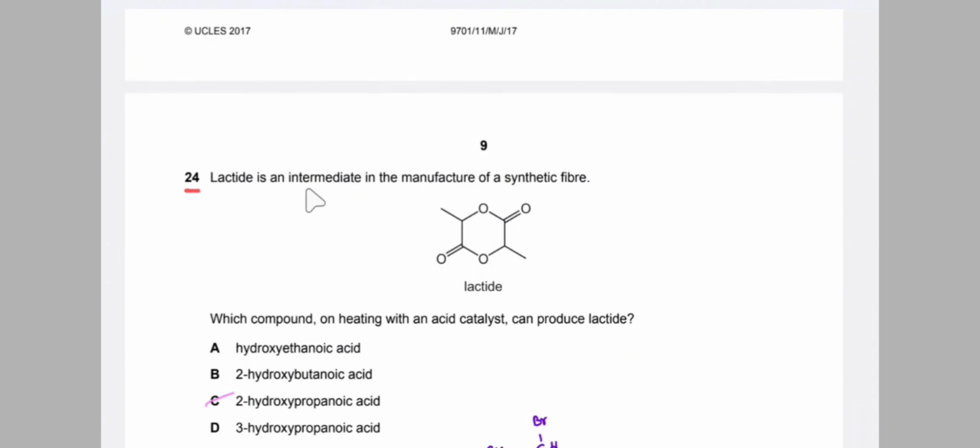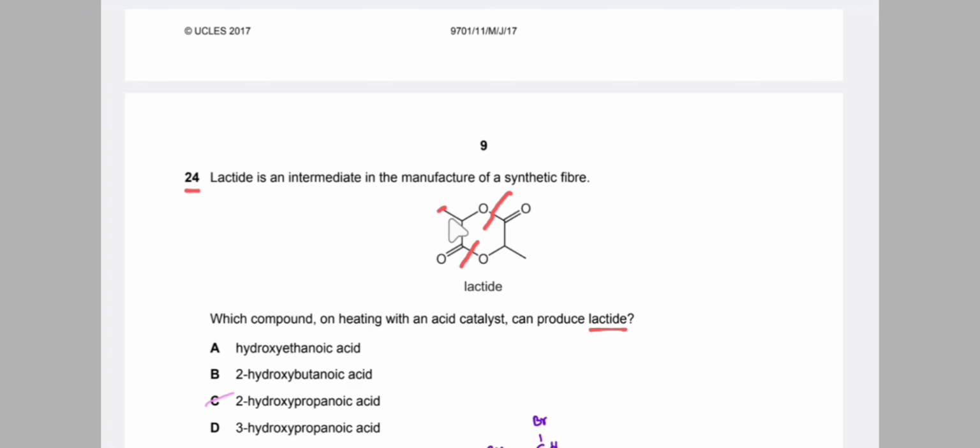Question number 24. Lactide is an intermediate in the manufacture of synthetic fiber. Which compound on heating with an acid catalyst can produce lactide? This is the lactide that is formed, and which compound produces this lactide? This is an intermediate, and here we are given the structure of lactide. This is the repeat unit of this lactide, and if we break this repeat unit like this, this part is the same as this part. So this is the repeat unit, and what is the structure of the initial reactant?